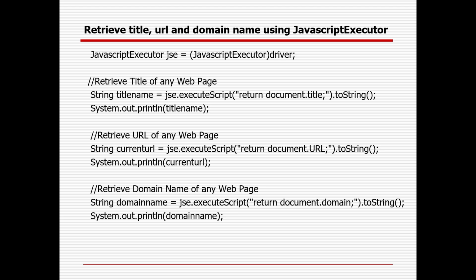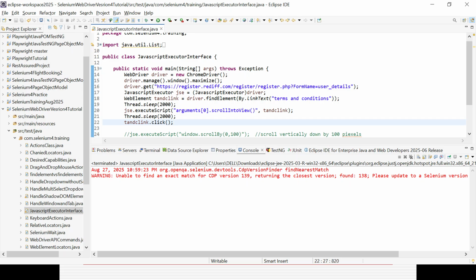Next, we'll see how with the help of the JavaScript executor we can get the title, URL or the domain name of the page. You have already seen that in the driver there are methods called getCurrentUrl or getTitle, this kind of method is already available. But in case you are using JavaScript, we can still get the title, URL or the domain of the page also. So let's comment out this part.